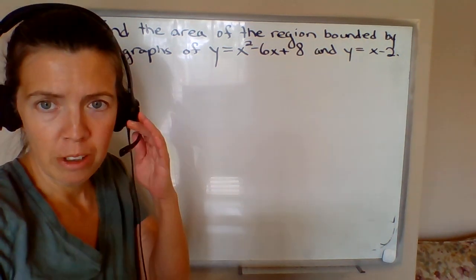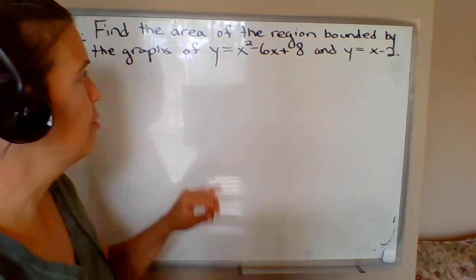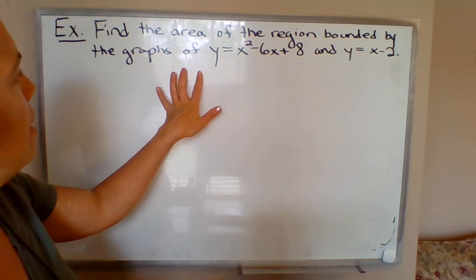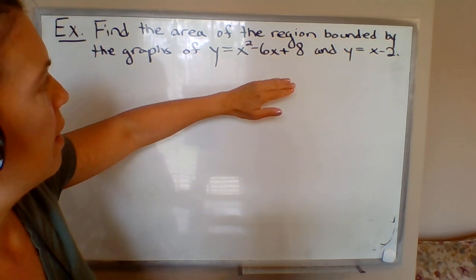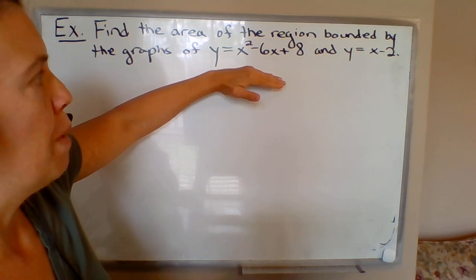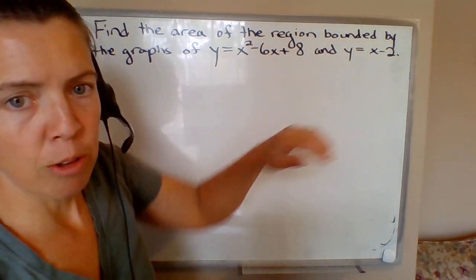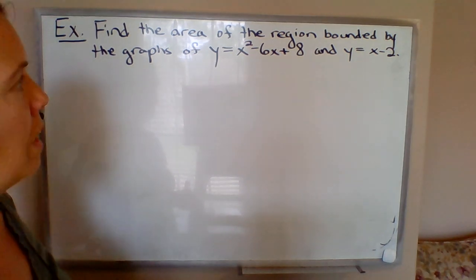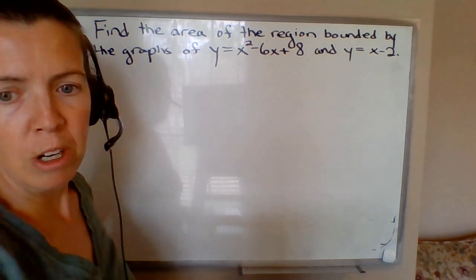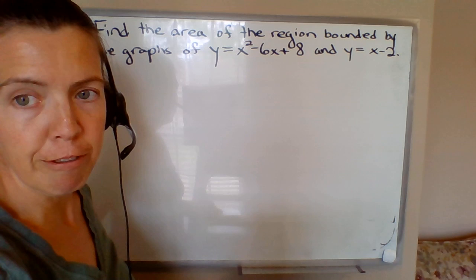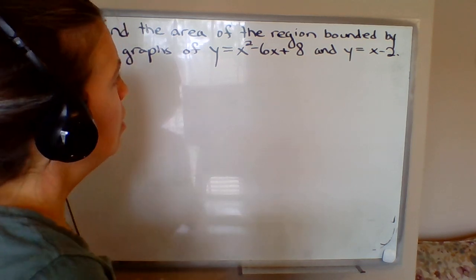So I've got an example here where we're finding area between curves. Suppose we're asked to find the area of the region bounded by the graphs of y equals x squared minus 6x plus 8 and y equals x minus 2. And I want to start completely from scratch. So suppose we aren't provided with a graph to work from.